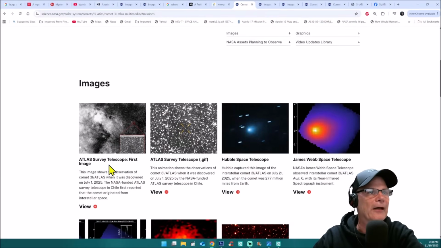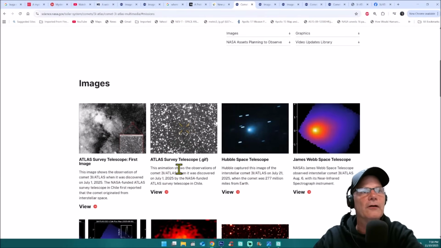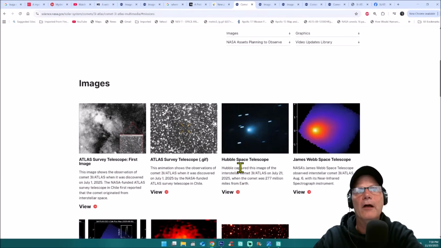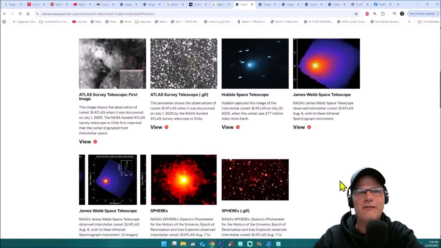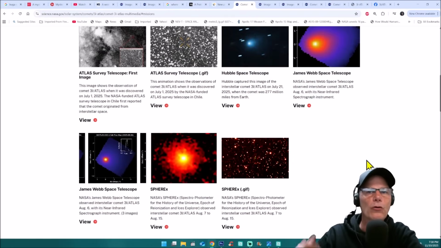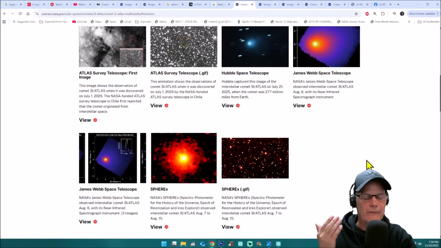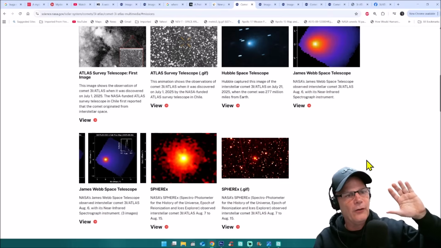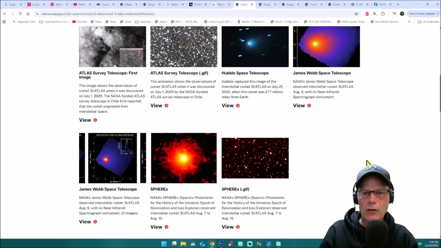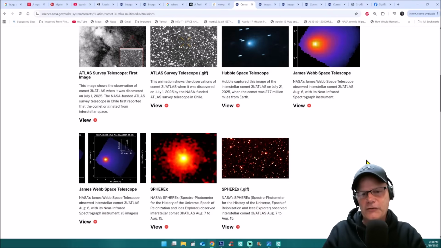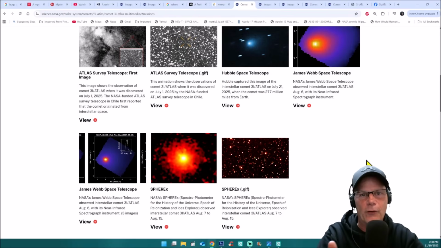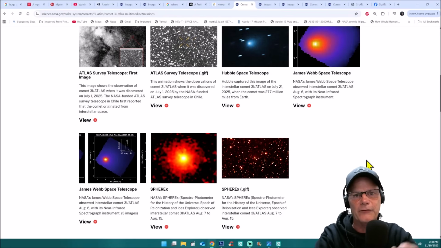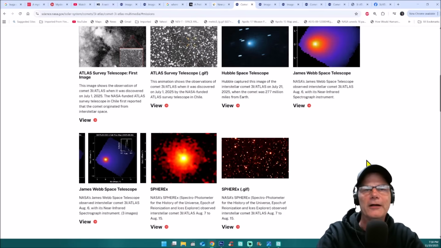You see Atlas Survey Telescope, first image. You can see it's got a GIF as well. We got the Hubble Space Telescope, the James Webb Telescope, we got SPHEREx, all looking at this thing. Now, they're looking at different wavelengths, kind of like what they were expecting the orbiters of Mars to do, right? Regular photography, infrared, and so on and so forth, because they want to try to get as much information off this rock as possible, right?